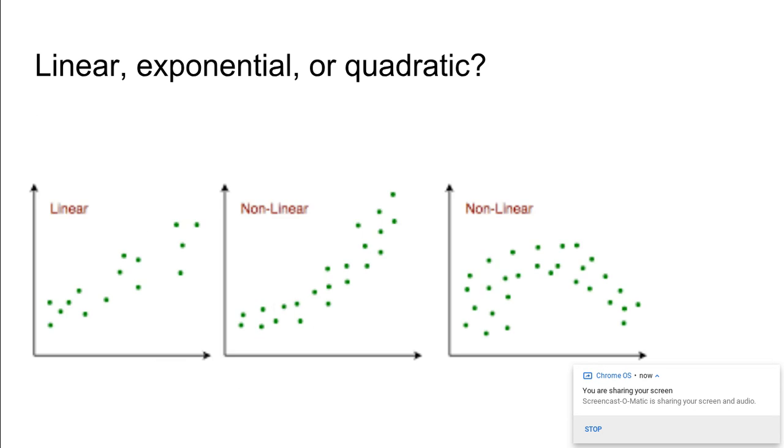Eventually, you're going to have to decide if a line is the best choice. On the left, I would fit a line to that. In the middle, it looks a little more like a J-curve, so that might be an exponential regression. We won't go too much into that, but you will have to evaluate whether or not your data is linear or if it's more exponential or quadratic, which would be what you see here on the right.